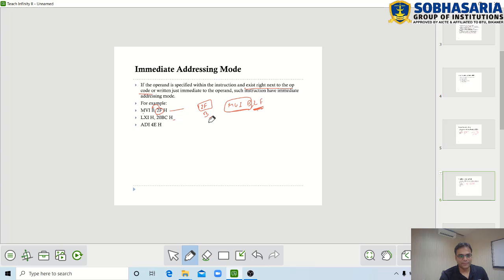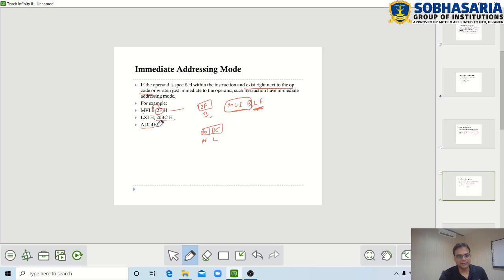Similarly here in LXI H, this is an instruction which is going to load the HL pair, and the data will be 20 and BC. So the data which is going to take part in the instruction or in this operation, if it is directly written in the instruction, if you can directly see that particular data which is participating, then it is an immediate addressing mode.